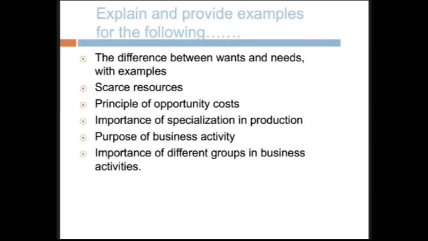Provide examples of the following: the difference between wants and needs with an example, scarcity of resources, the principle of opportunity cost, the importance of specializing in production, the purpose of business activity, and the importance of different groups and activities. Explain and provide these. A need is something we need, and a want is something we desire.